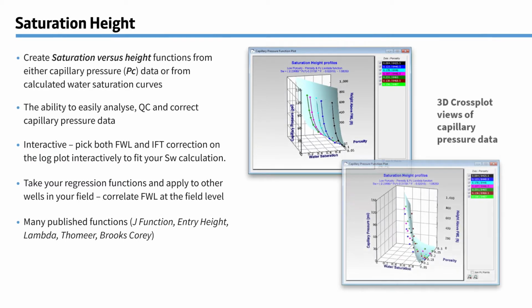Saturation height. So we can do our saturation versus height functions either from capillary pressure data or from the calculated water saturations from our PHI-SW. So it's a very interactive module. You can pick both free water levels. You can do IFT correction on the log plot interactively to fit your SW calculation. And once you've calculated these regression functions, you can apply them to other wells in your field to keep consistency across your wells and correlate the free water level between the wells.